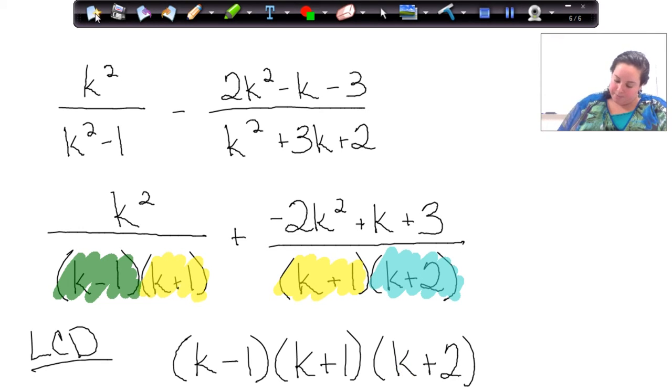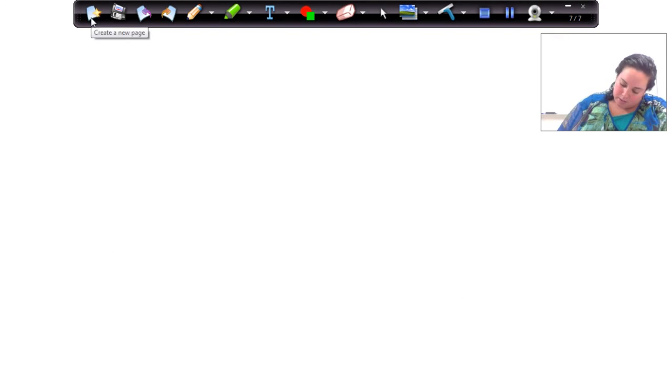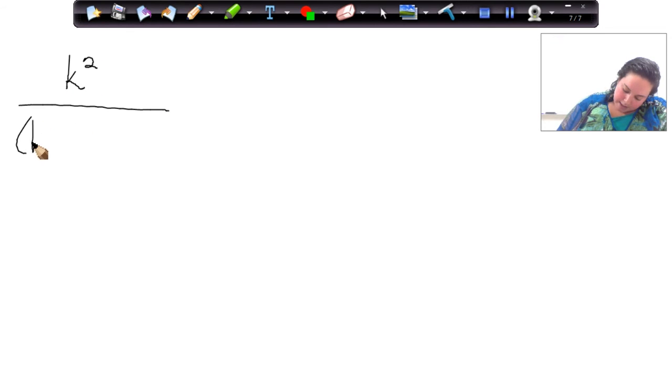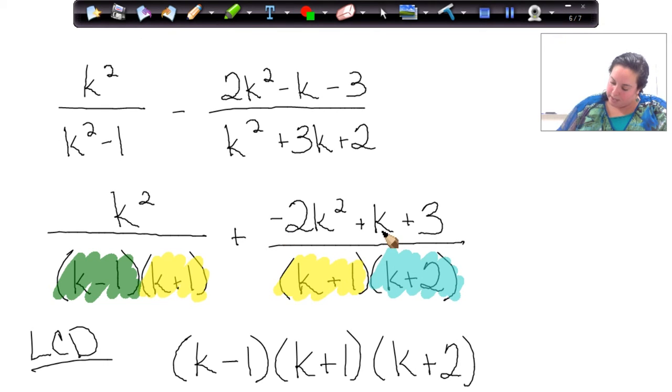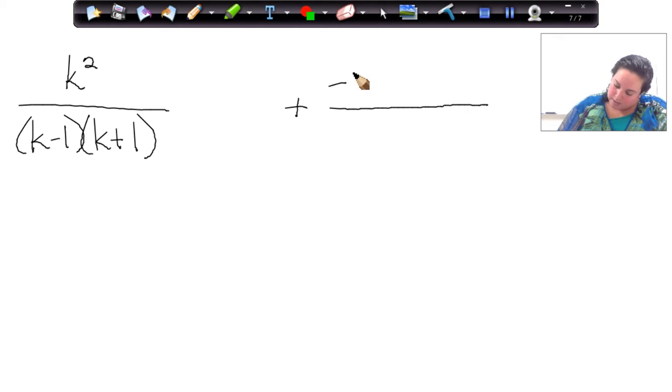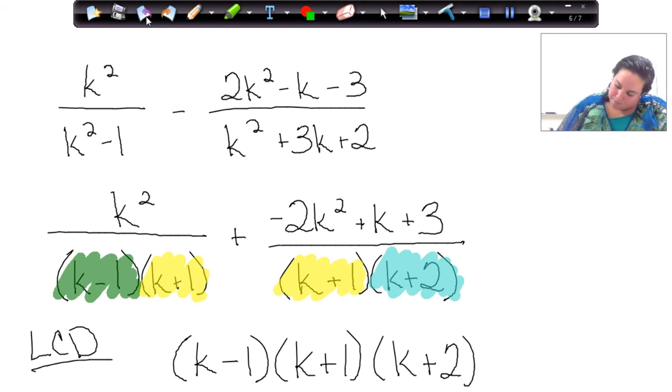We have k squared over k minus 1, k plus 1, plus I'm going to need to leave a little bit of room, plus negative 2k squared plus k plus 3 over k plus 1, k plus 2.